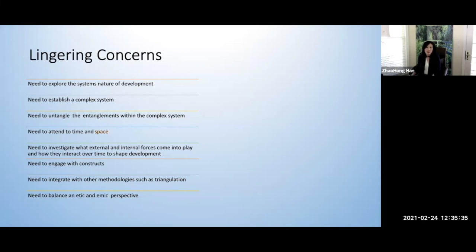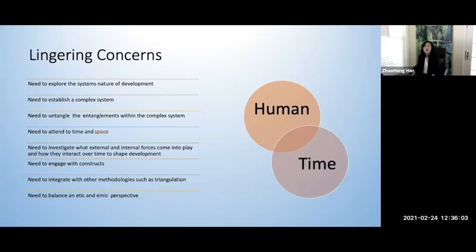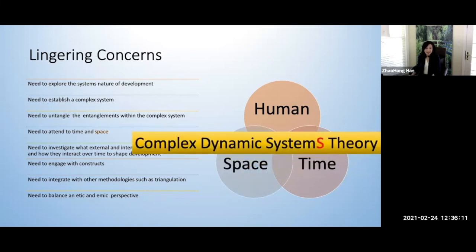And there's a need to engage with constructs. There's also a need to integrate with other methodologies, such as triangulation. And there's a need to balance an etic and an emic perspective. Essentially, there's a need to take into account when designing and implementing studies, three elements: human, time, and space, or in our context, the learner, the time, and also the context. And let's keep in mind, CDST stands for Complex Dynamic Systems Theory. So might this be something for phase three?